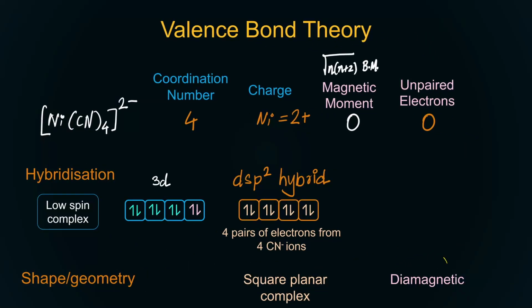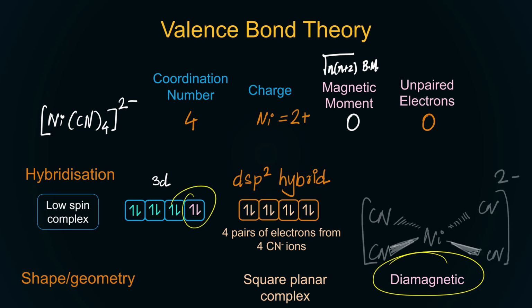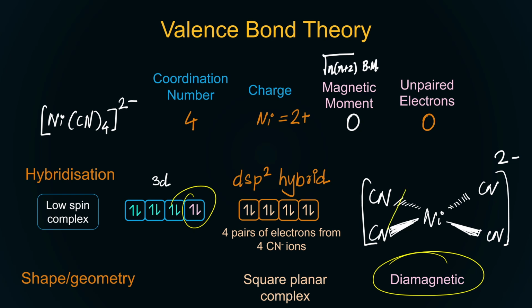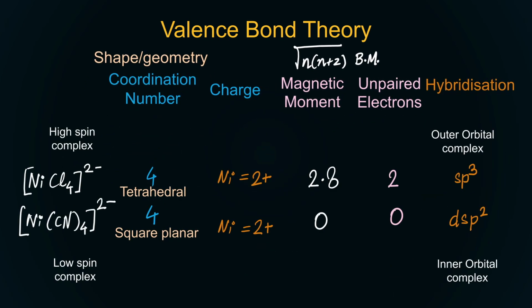We'll talk about that. This is diamagnetic. Why diamagnetic? Electrons are paired up. No unpaired electrons. And this is the structure, Ni(CN)4 2-, and this right here is square planar. They're all in the same plane. So that is the summary of these two different compounds, these two complexes.